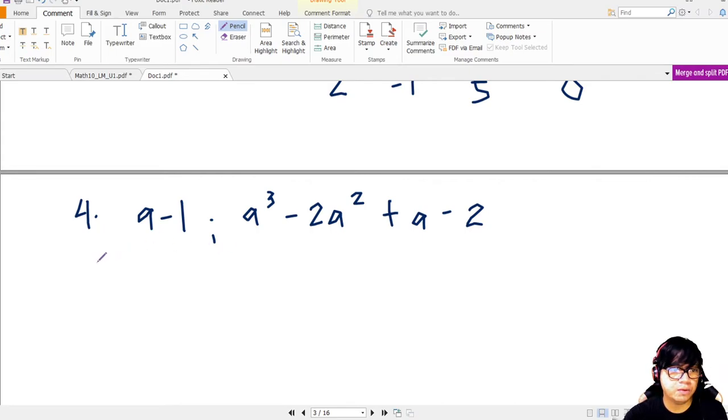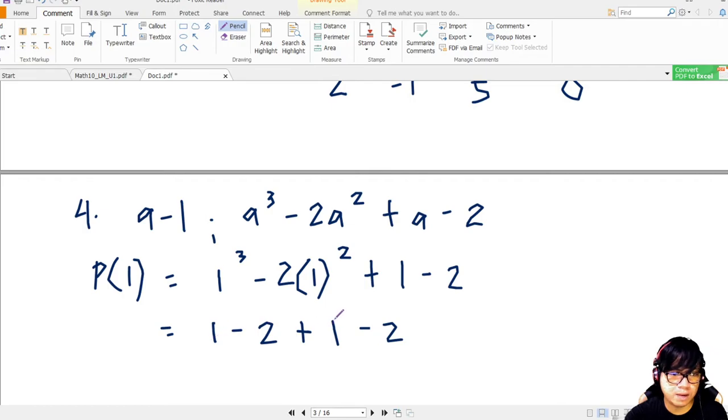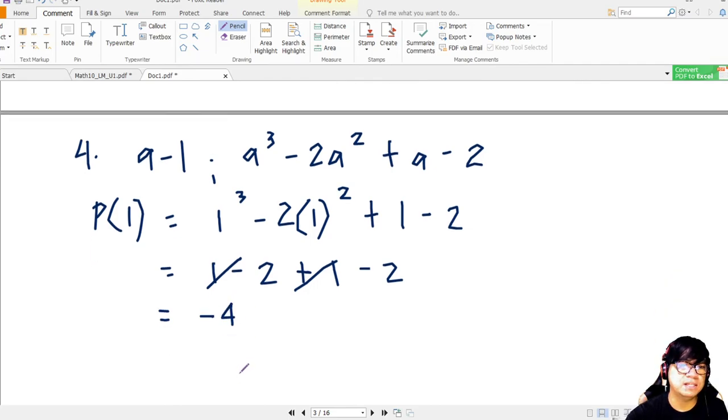So, using the remainder theorem, we have P of 1 is equal to 1 cubed minus 2 times 1 squared plus 1 minus 2. So this one is 1. Then 1 cubed is 1, times 2 is 2, plus 1 minus 2. So ito, 1 minus 1, 0. So negative 2 minus 2 is negative 4. So the remainder is negative 4.